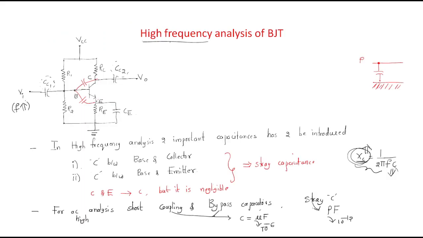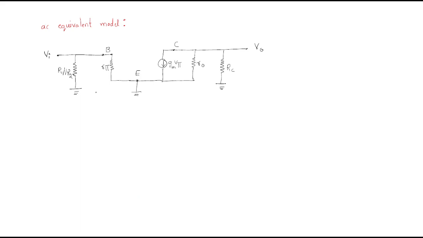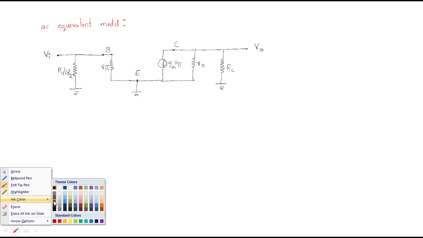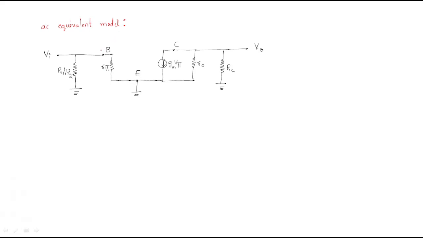RC is connected to the ground only. Yeah, we did all these things, but here we have to introduce stray capacitances. The first capacitance is the capacitance between B and C. So I can write CBC.